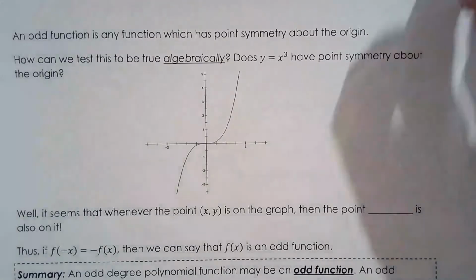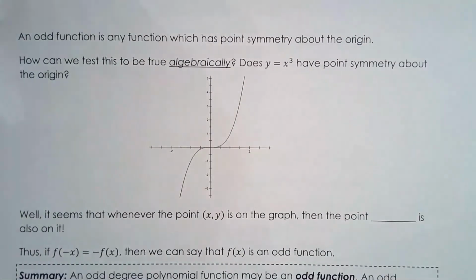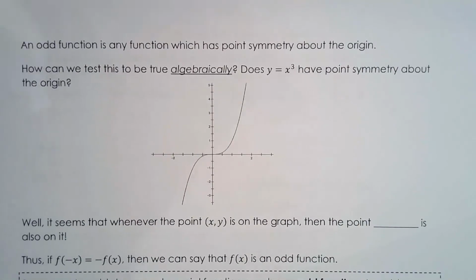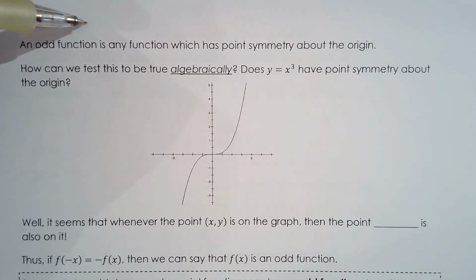All right, so now that we know what an even function is, let's see if we know what an odd function is. If an even function is any function that displays line symmetry about the y-axis, an odd function is any function that displays point symmetry about the origin.